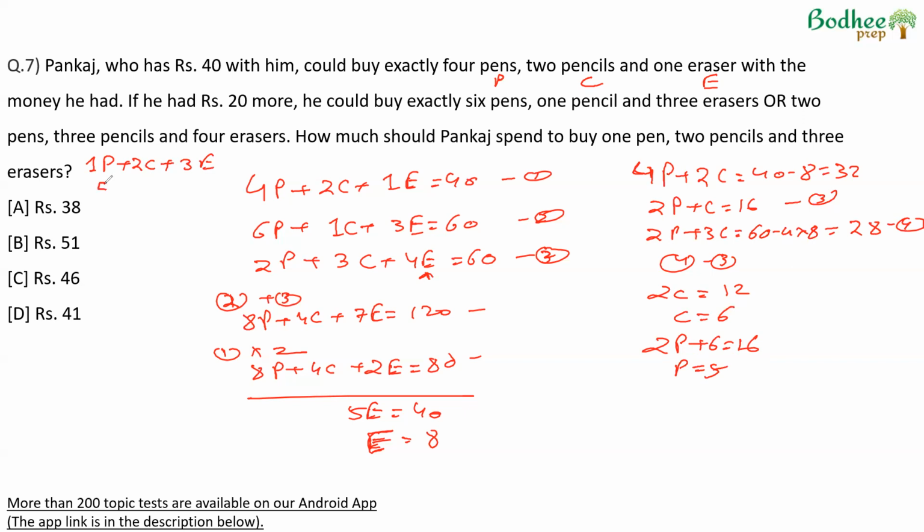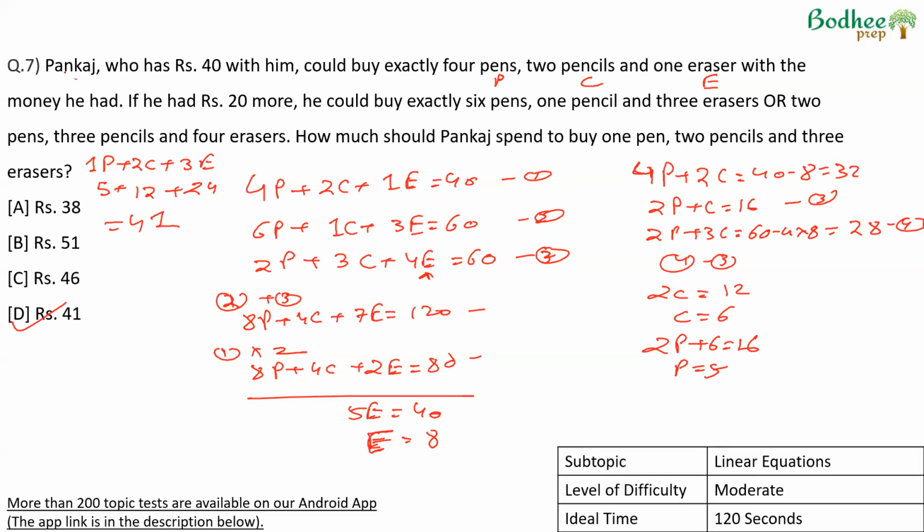1 pen will cost 5 rupees. 2 pencils will cost 12 rupees, 2 into 6. 3 erasers will cost 24 rupees, 3 into 8. So 24 plus 12 plus 5 is 41 rupees, which is what Pankaj will have to spend to buy the requisite amount. Again, moderate level of question for the simple reason that calculation is involved and therefore the attempt time might go up to 2 to 2.5 minutes. Conceptually, not very difficult to solve.